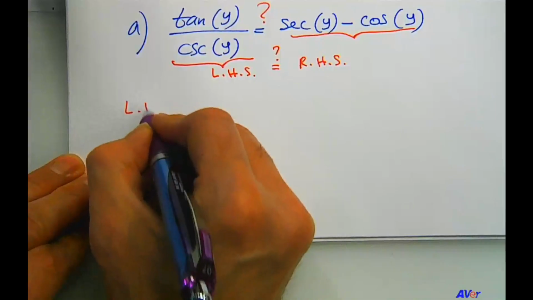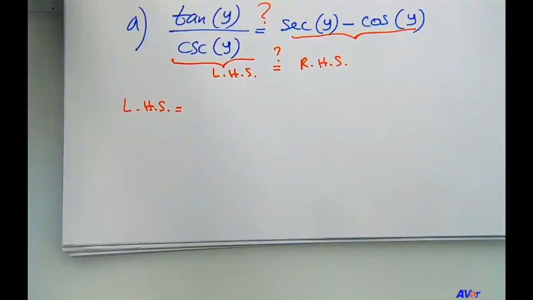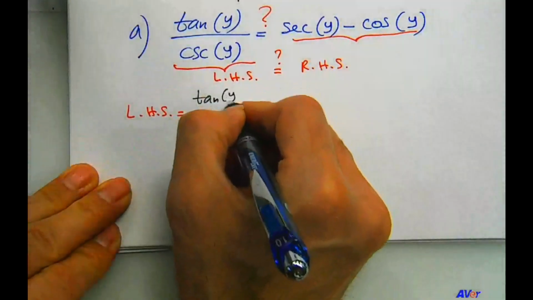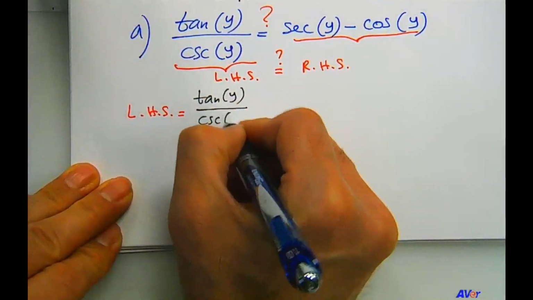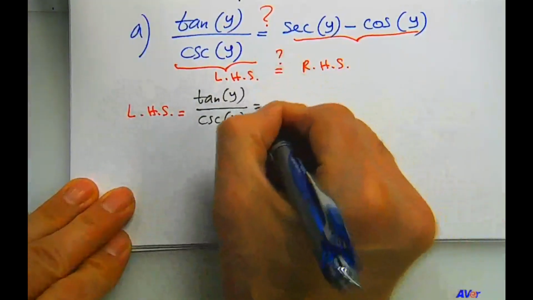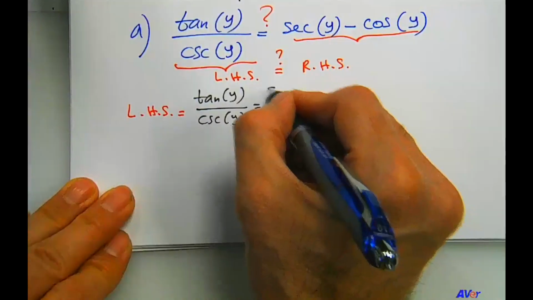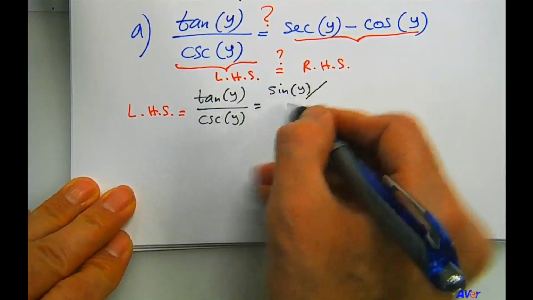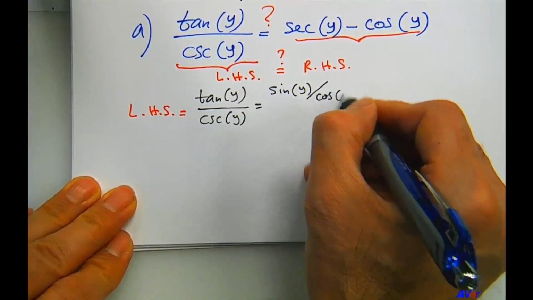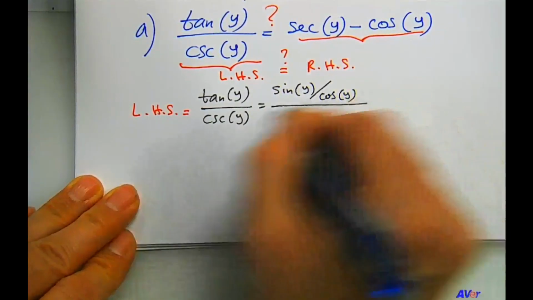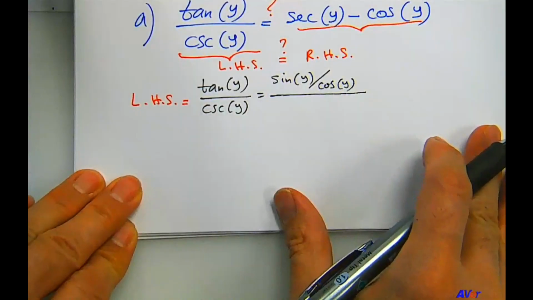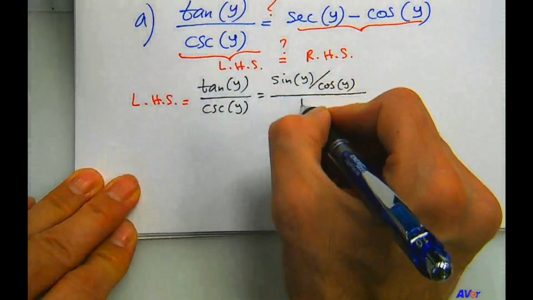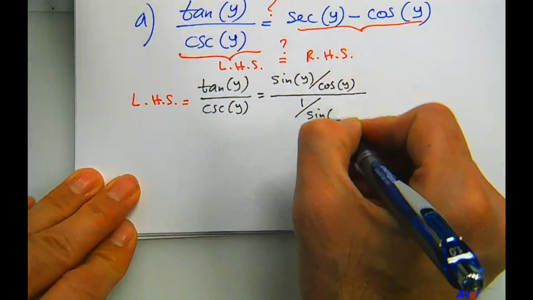So we have left-hand side is equal to tangent of y divided by cosecant of y. So this, we can break this up into sine of y, remember that? Divided by what? Do you remember divided by what? Divided by cosine of y. Divided by cosecant is the inverse of sine function. If you said that, wonderful. So 1 divided by sine of y.